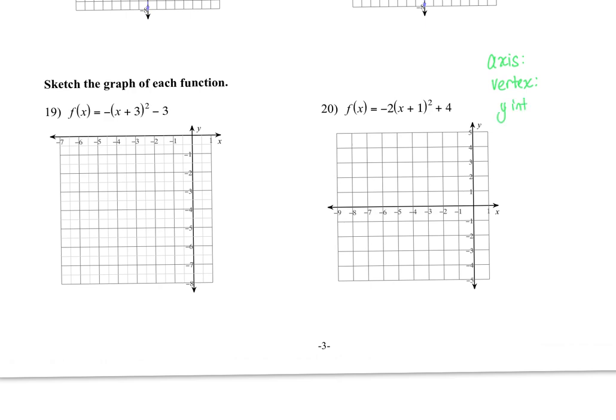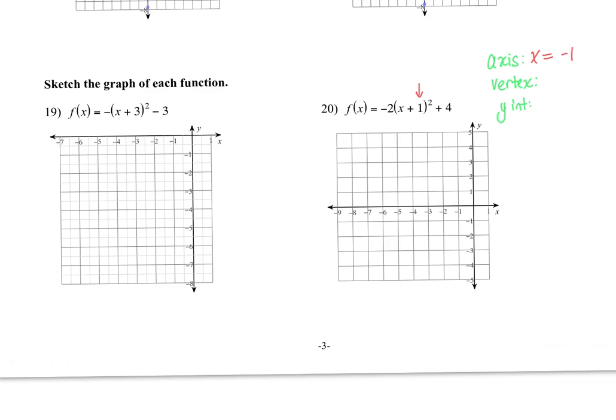All right. So if we look at the one that I'm at right now, number 20, remember, when it's in this form, it's beautiful, right? It tells you exactly what you need. Your axis is going to be just x equals this number, but remember, it's the opposite of that number. So the axis here is x equals -1.